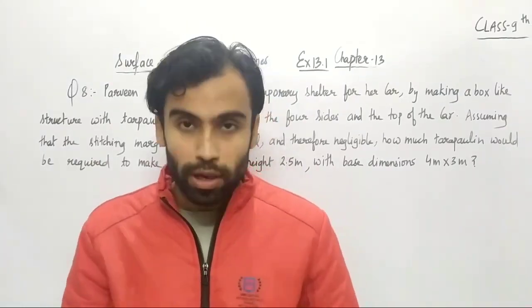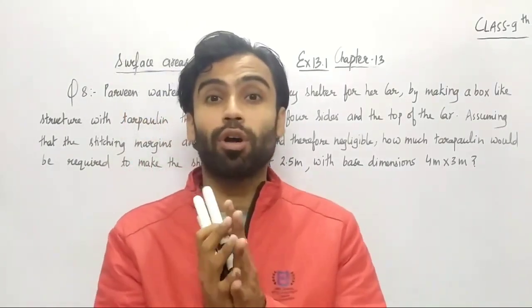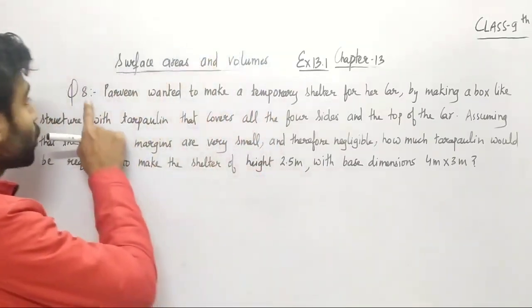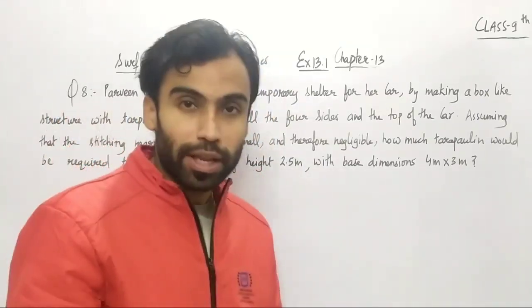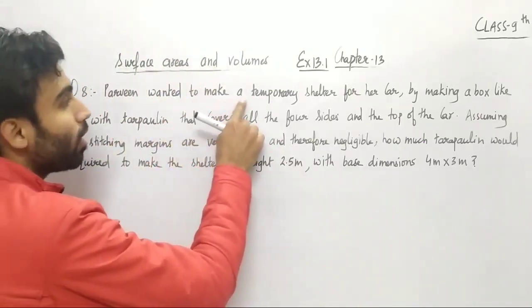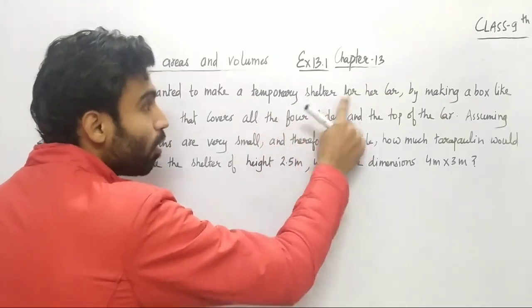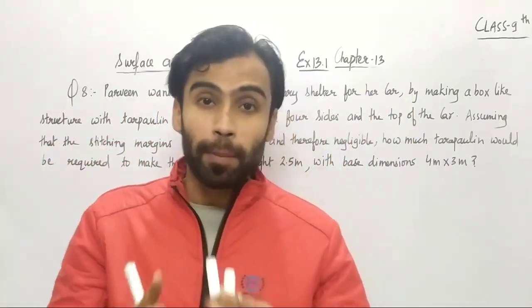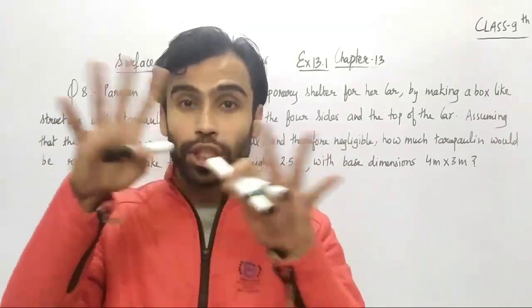So students, now let us move on to the last question of exercise 13.1. That is, you can see question number 8, right? So let us discuss this. So here it is given that Praveen wanted to make a temporary shelter for her car. So Praveen has to make a temporary shelter for his car, a kind of shed.